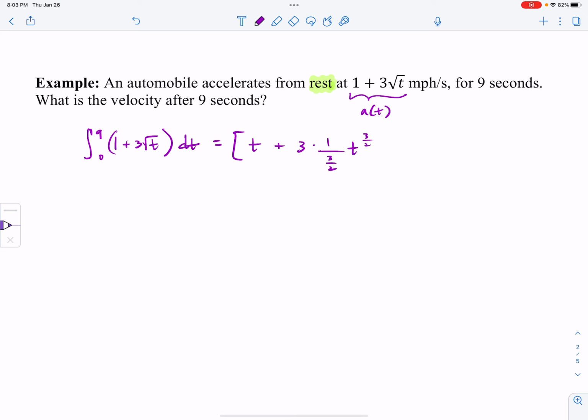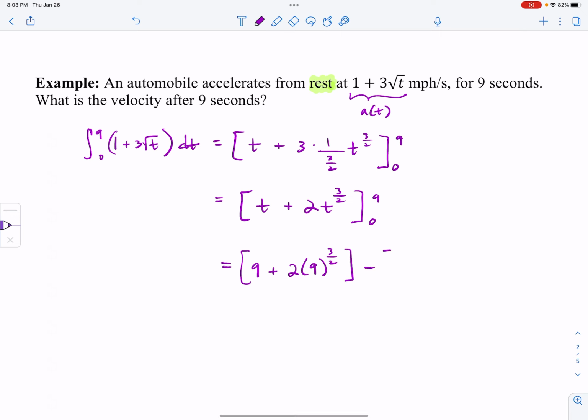T to the 3/2, from 0 to 9. Okay, and then clean that up before I apply the fundamental theorem of calculus. So that'll be t plus 2t to the 3/2. Then applying the fundamental theorem of calculus, that'll be 9 plus 2 times 9 to the 3/2, and then minus 0.